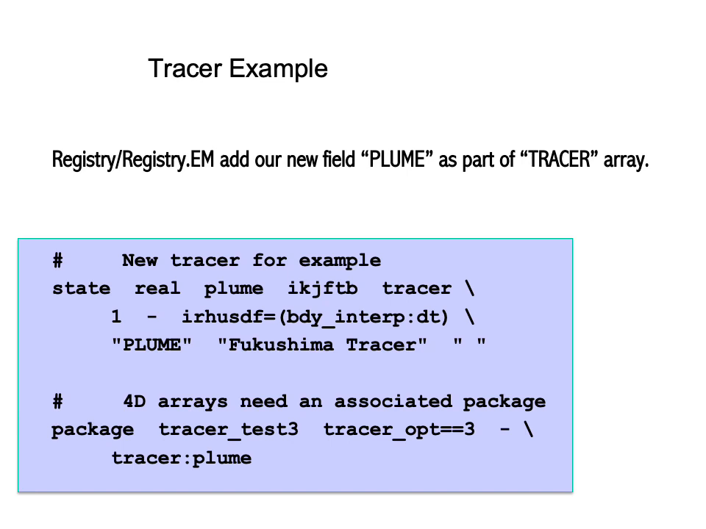So the syntax is package, the enumerated type that it's going to be tracer underscore test 3, and that value would be 3 because we're saying tracer option is equal to 3. So if the namelist option is equal to 3, we are going to allocate space for the plume component of the 4D tracer. Those are the only 2 changes that we make in the registry. The first one is we define the component of the tracer that we're interested in. And the second is we are going to define what namelist option activates utilizing that tracer component.